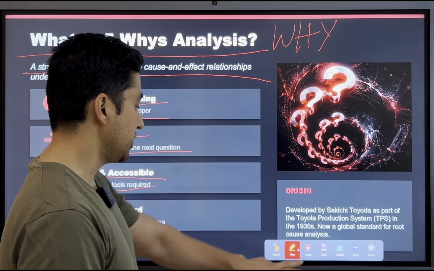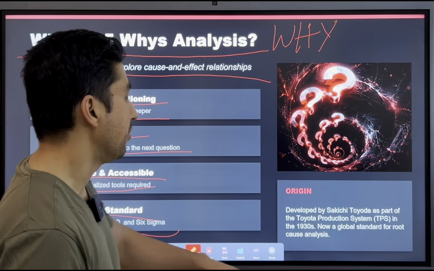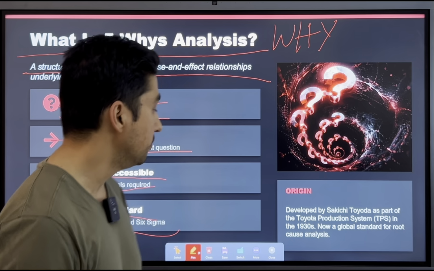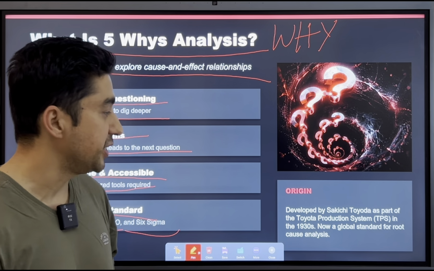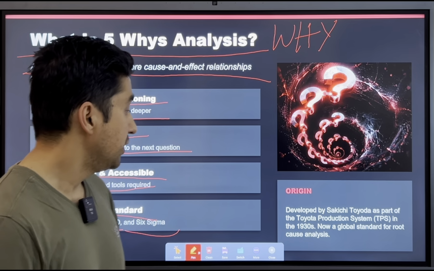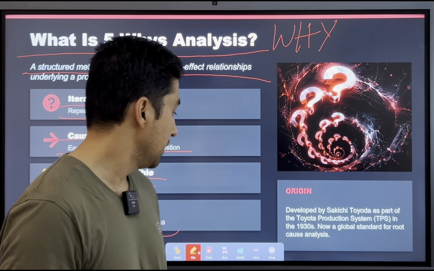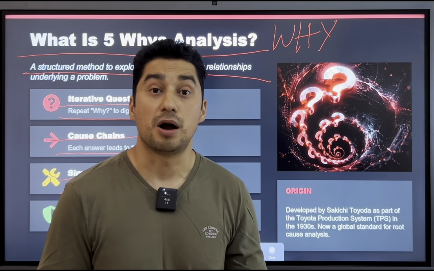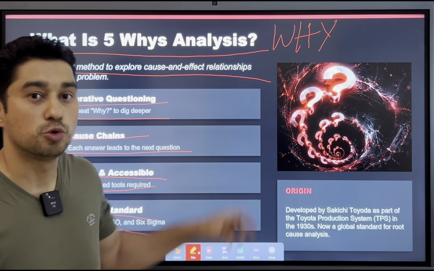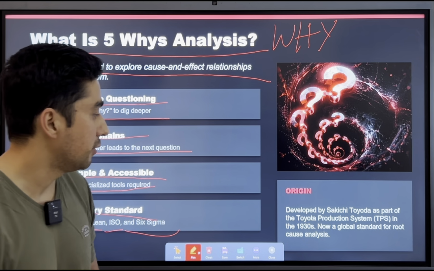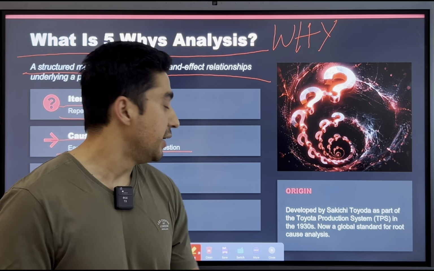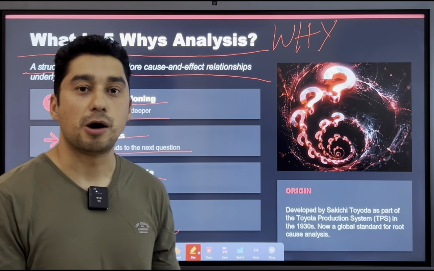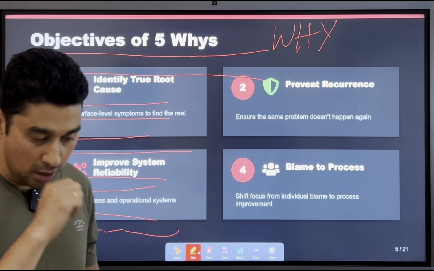So how did it originate? It was originated and developed by Sakichi Toyoda as part of the Toyota Production System, TPS, in the 1930s. It is now a global standard for root cause analysis. People around the world are using this as a root cause analysis method, and it was founded in the 1930s. So that is the little intro about the 5 Why analysis history.